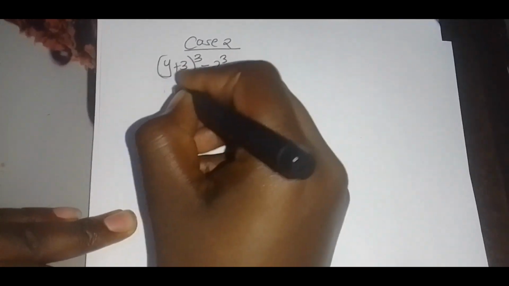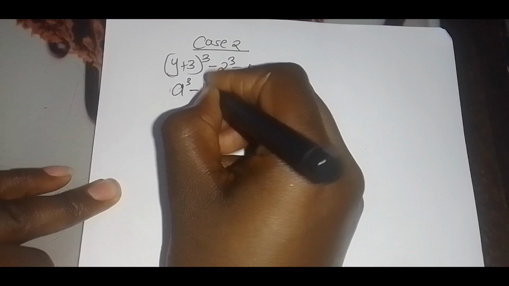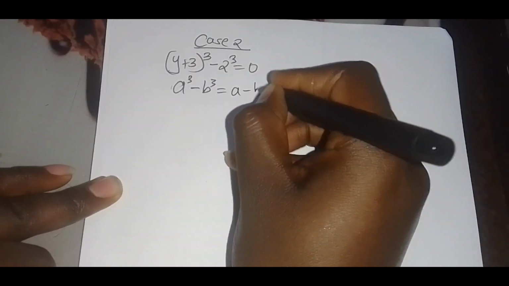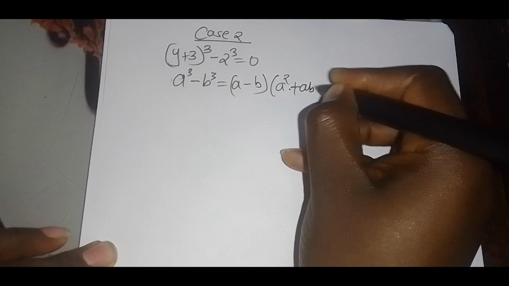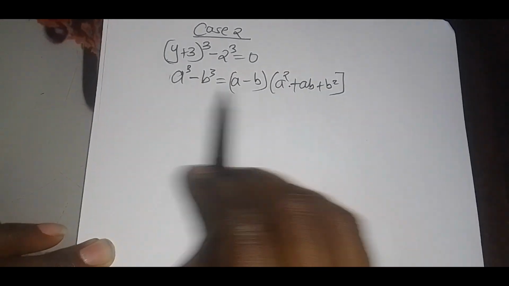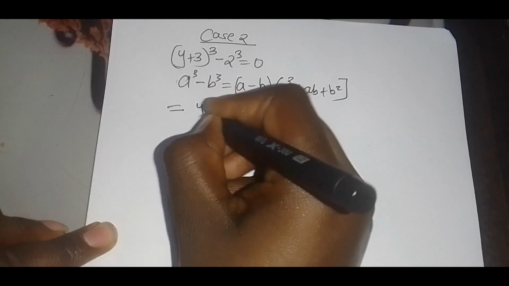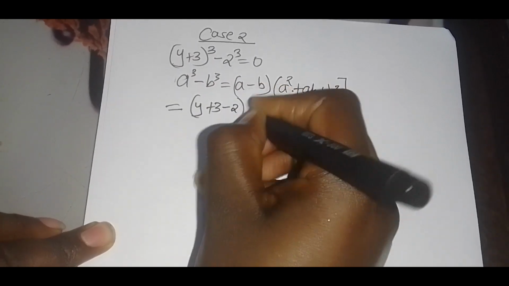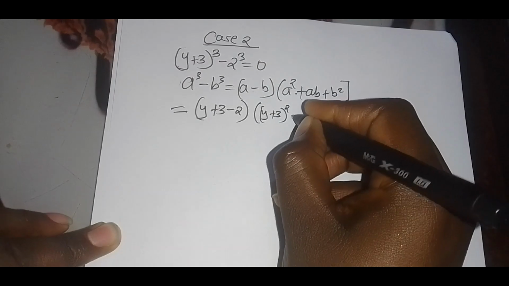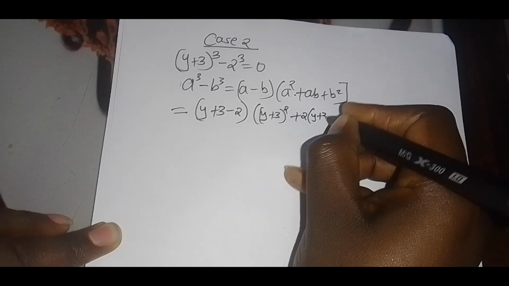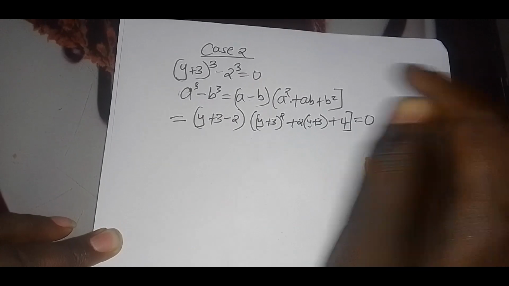So this is now in the form of a cubed minus b cubed, which is equal to (a - b)(a squared plus ab plus b squared). Okay, so let's apply this property in our case, so that we'll have (y + 3 - 2)[(y + 3) squared + 2(y + 3) + 2 squared, which is 4] = 0.